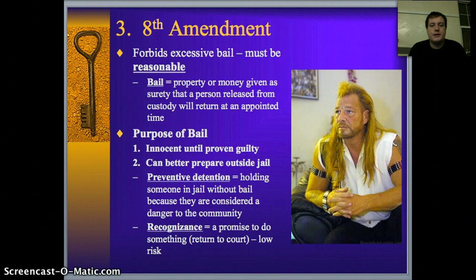The Eighth Amendment forbids excessive bail. Bail is property or money given as a surety that you'll show up. It works as a preventative detention if you are considered at risk of committing another crime. You're innocent until proven guilty and can better prepare outside of jail.